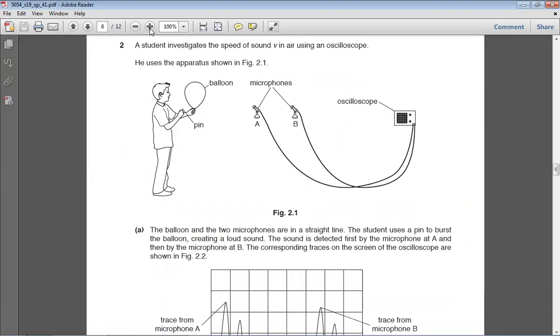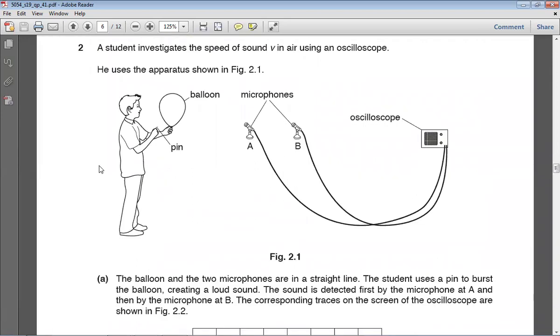It says, a student investigates the speed of sound V in air using an oscilloscope. He uses the apparatus shown in figure 2.1. Here we have placed two mics and we know the distance between these mics. This is mic A, this is mic B, and both of them are connected to an oscilloscope. If they catch sound, for example mic A catches the sound, the oscilloscope will make a wave of the sound on its display. And when mic B receives the sound, it will also make the wave of that sound.